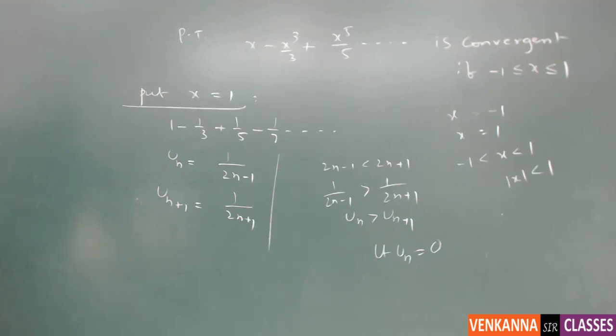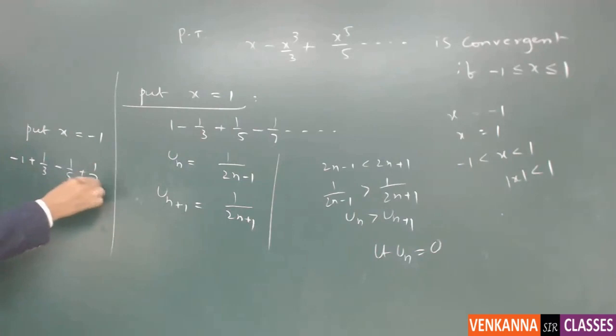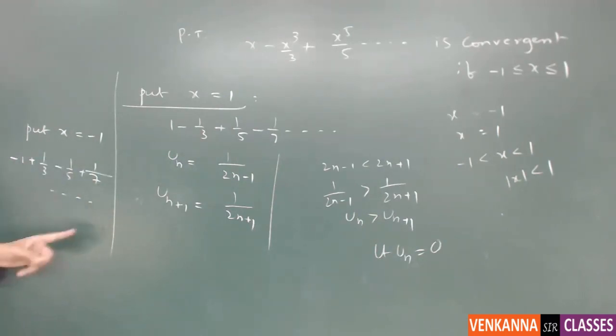So by Leibniz test, it is convergent. Even if you write x is equal to minus 1 in the given series, it comes as minus 1 plus 1 by 3 minus 1 by 5 plus 1 by 7, and so on. So again it is convergent by Leibniz test.